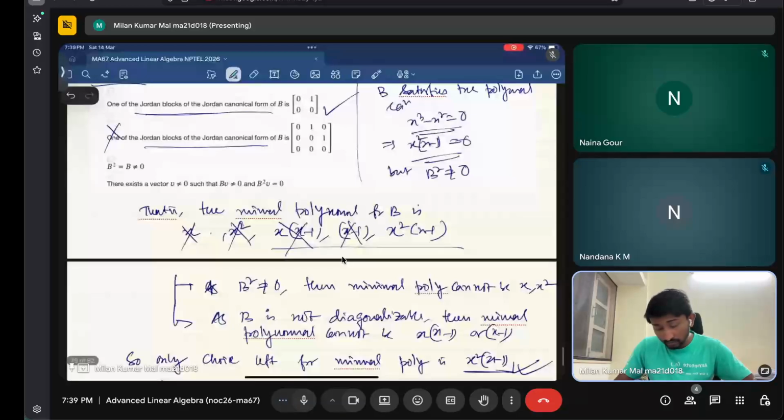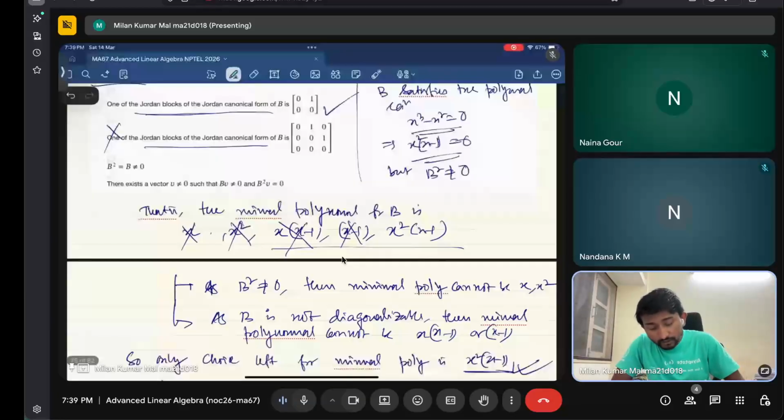I'm just trying to find which option is true. I have to find the answer. Option B: B square equals to B or not. Sorry, I was reading incorrectly. B square equals to B, whether this is possible or not.